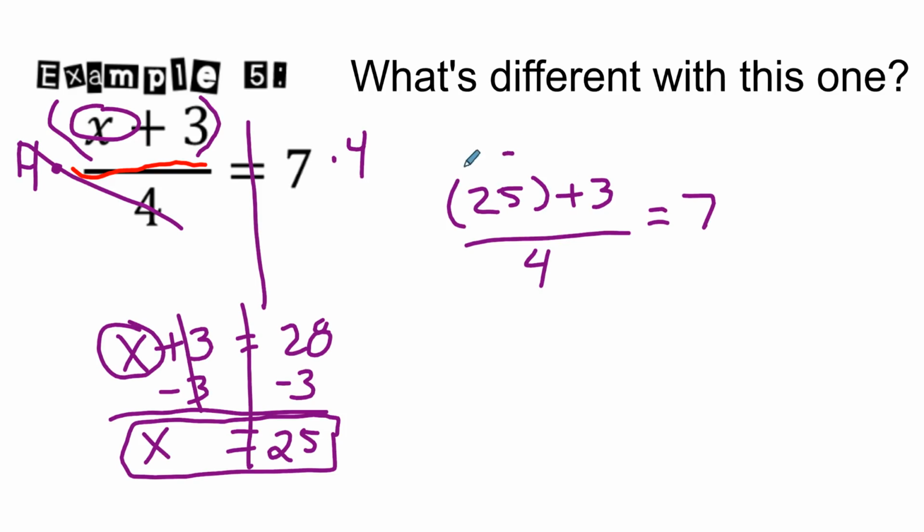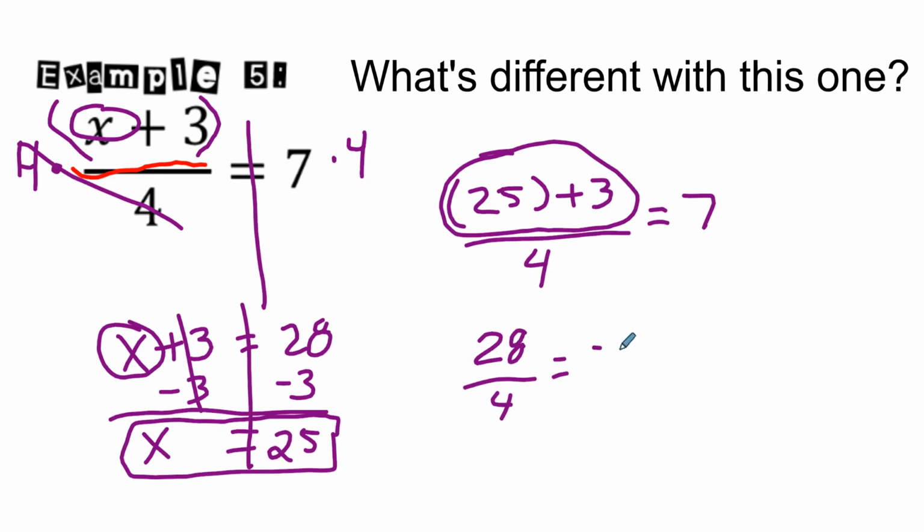We're actually going to evaluate this numerator first. 25 plus 3 is 28. Divided by 4 is 7. When we get 7 equals 7, we know we have a correct answer because we are awesome mathletes.